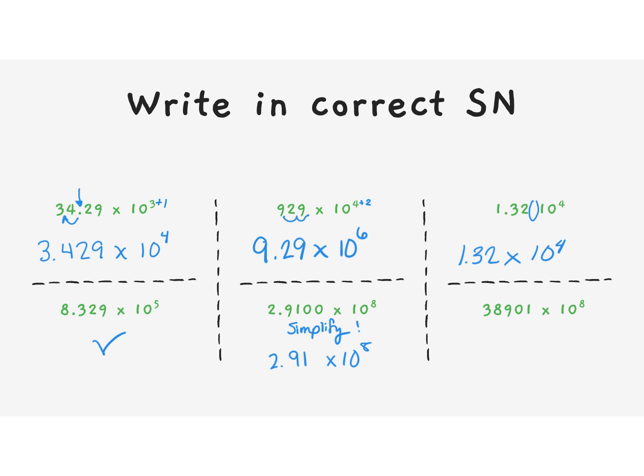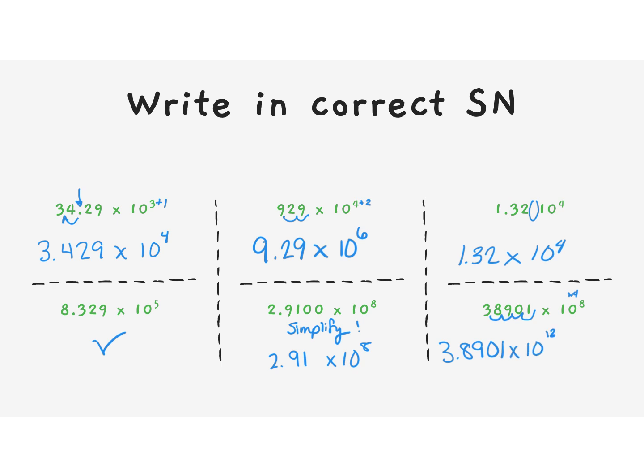And last but not least, obviously we need to move 1, 2, 3, and 4, so we're going to add 4. So we have 3.8901 times 10 to the power of 12.